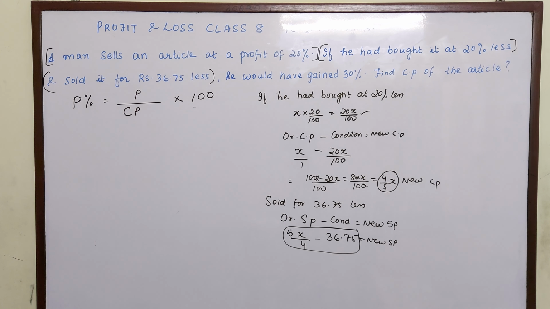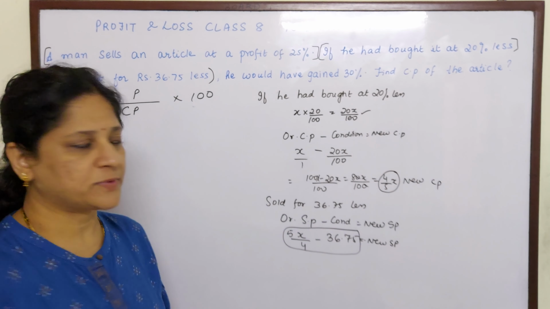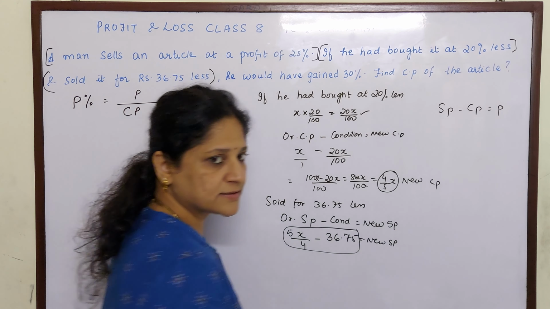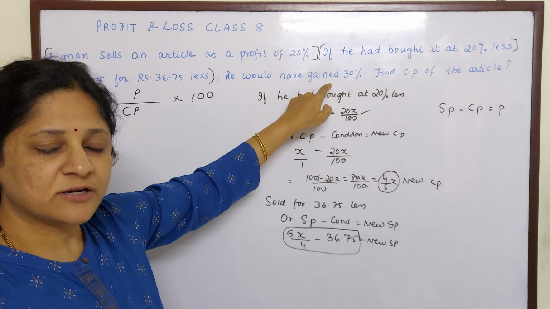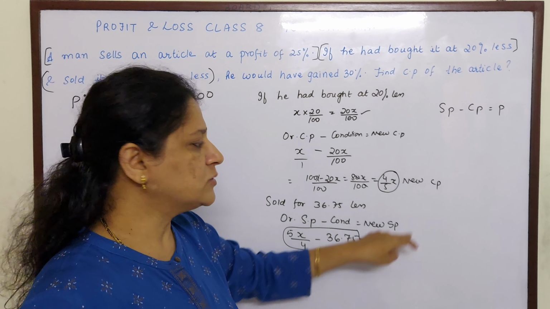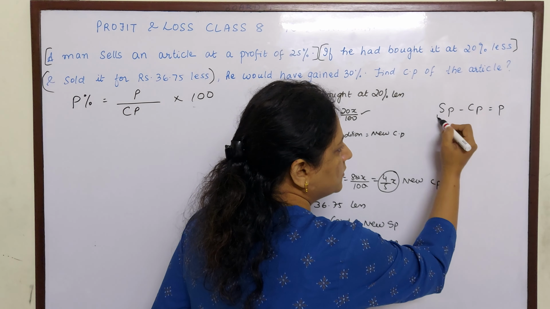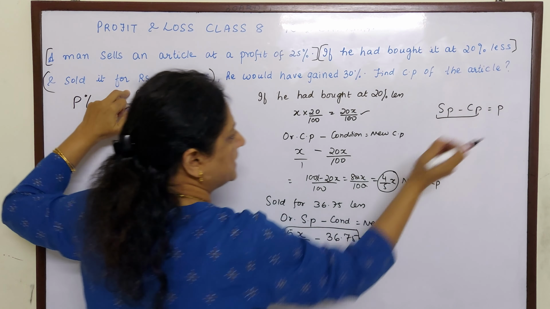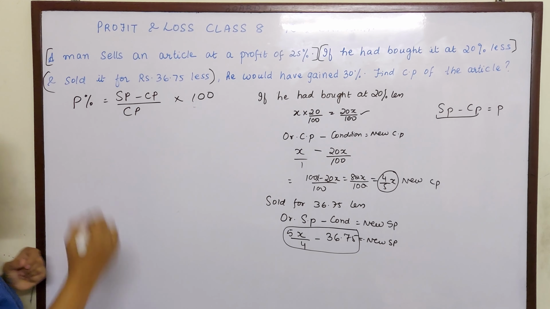But we don't know P. How do we get P? New selling price minus new cost price. Because what is profit, children? Profit is always selling price minus cost price, right? But this is a condition. So if you are using the condition of profit percentage, you should also use the condition given for new selling price and new cost price. So instead of P, now I will write selling price minus cost price, because that is only going to give me P.